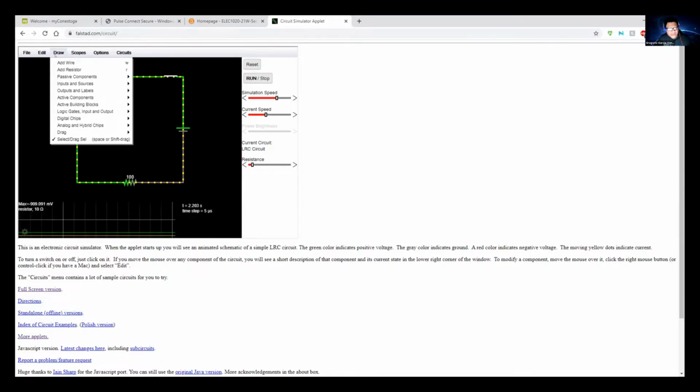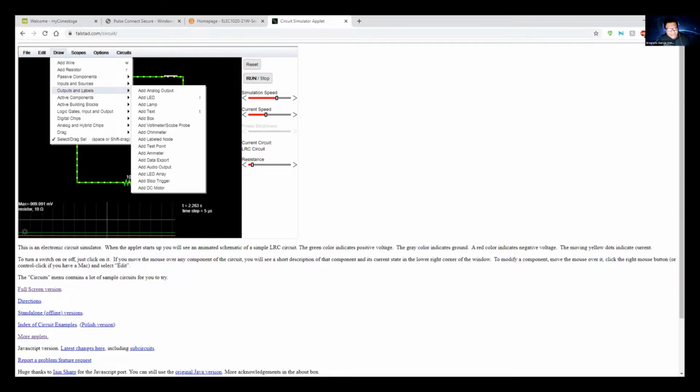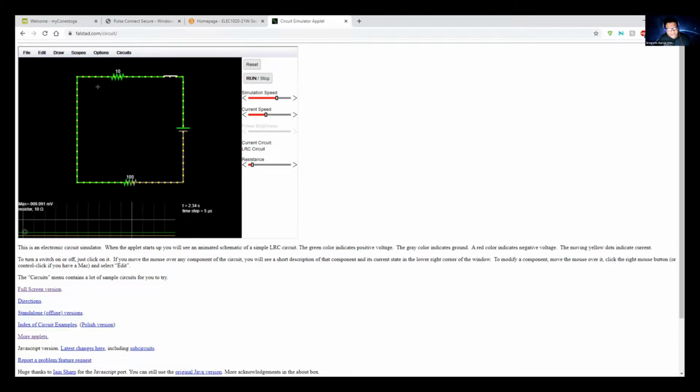So as you can see, I click on draw, and I'm going to go to outputs and labels, and I'm going to move to where it says voltmeter. When I click there, what I'm going to be able to see is just a little line that has a voltage measurement in between. But right now you can see that it reached 0.